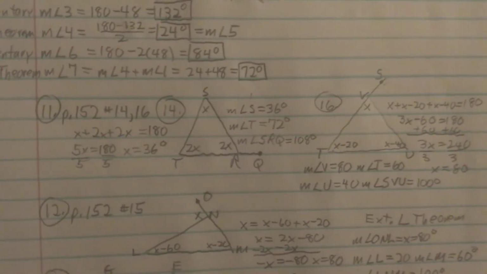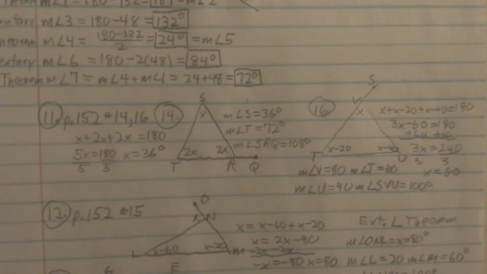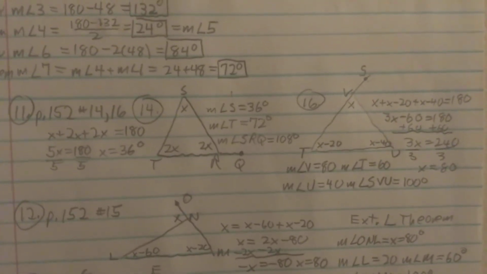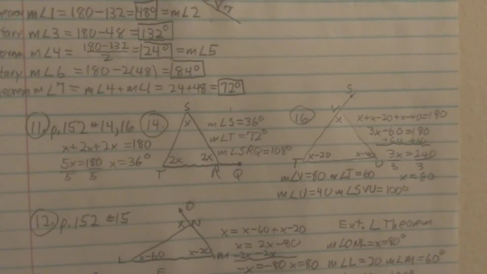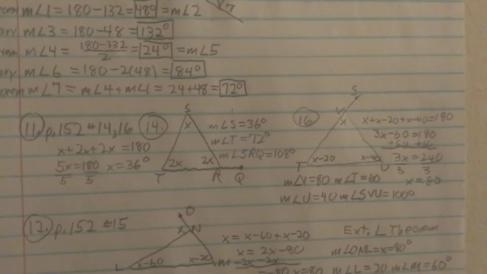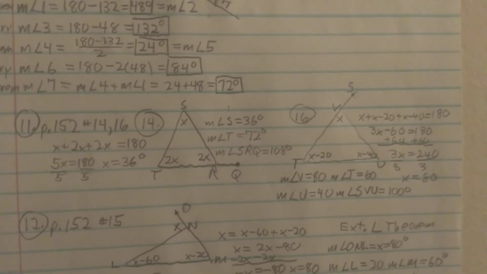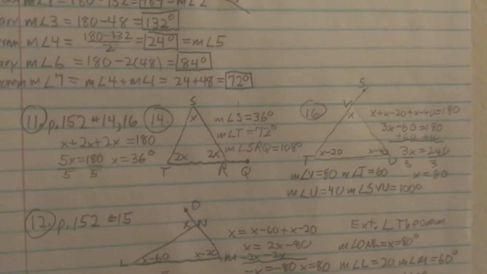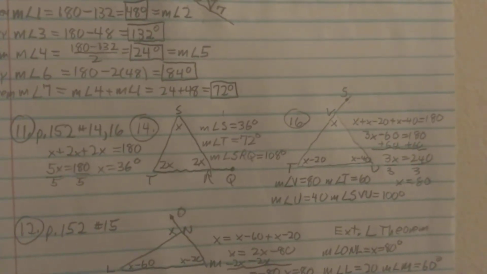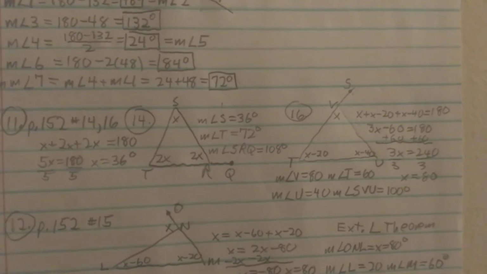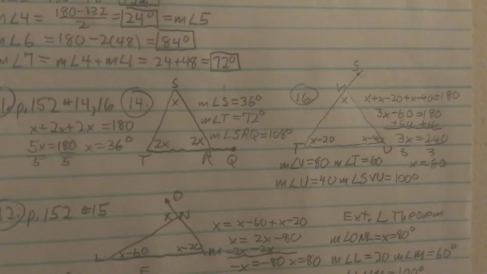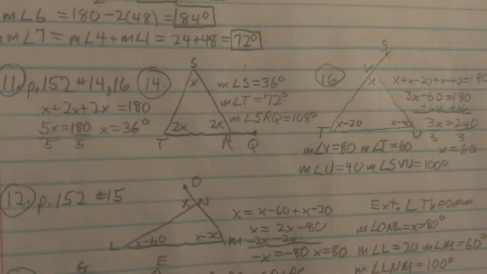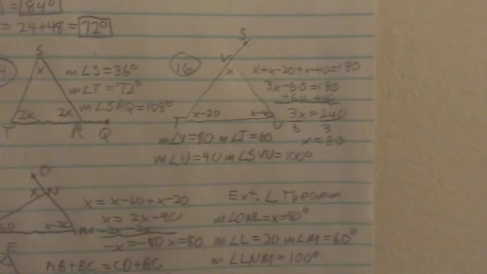Now, problem 11 comes from page 152, numbers 14 and 16. And problem 14 says we need to add up the interior angles of the triangle. So x plus 2x plus 2x is 180, or 5x is equal to 180, divided by 5, x is 36. So angle S, the x, is 36, angle T, 2x, is 72, and the external angle SRQ is supplementary to 72, which is 180 minus 72, or 108.